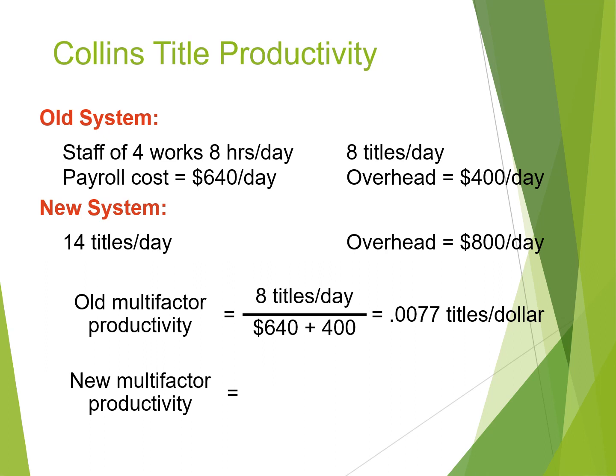Again, here we have another computation of multi-factor productivity with the new system, where we have 14 titles per day divided by the payroll cost of 640 plus 800 in overhead expense, and this comes out to 1440, and this computes to 0.0097 title per dollar.